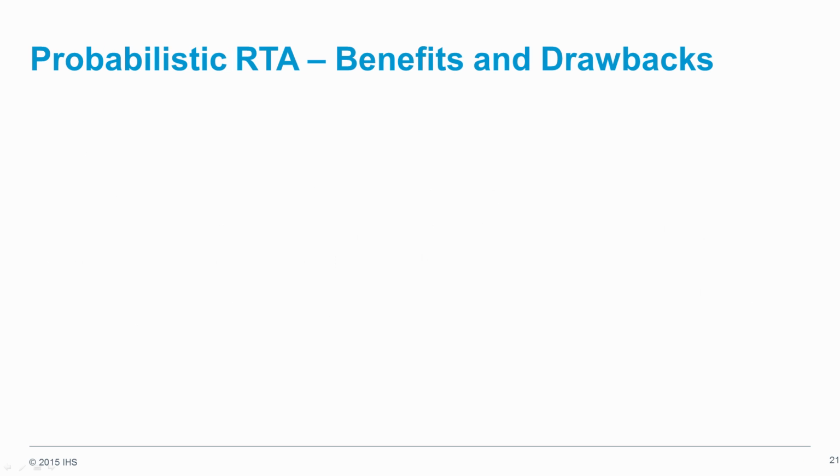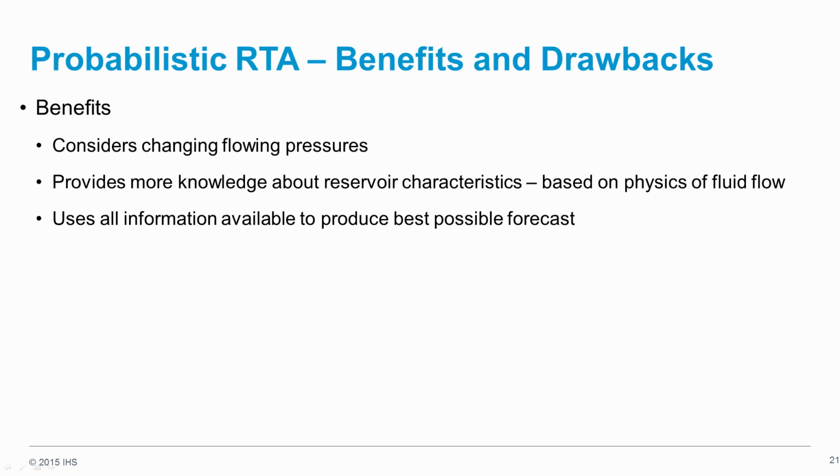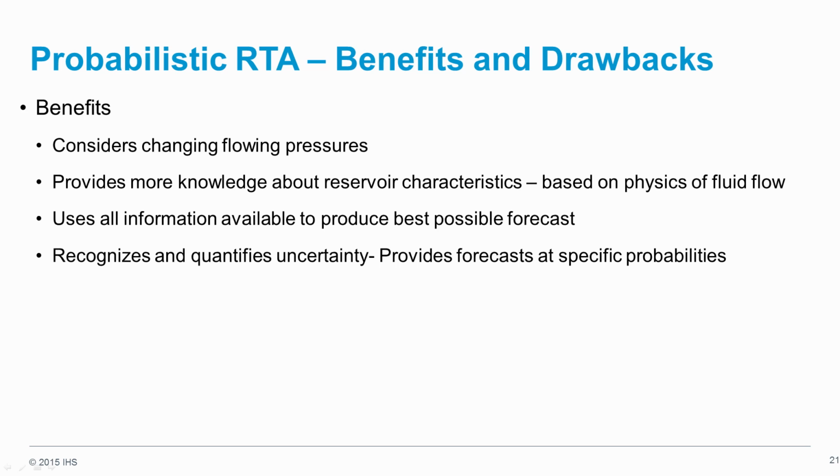So what are some of the benefits to this approach? Well, we're considering our changing flowing pressures. We're getting more knowledge about our reservoir characteristics as our solution is based on the physics of fluid flow. We're using all the information available to us to produce our best possible forecast. We're not only recognizing, but we're also quantifying the uncertainty, and this provides forecasts at specific probabilities.